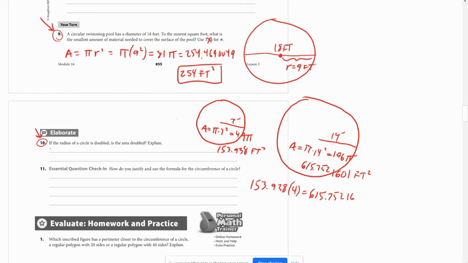So that's what we'll write here. Note if the radius is doubled, the area is actually quadrupled. That means 4 times as large.